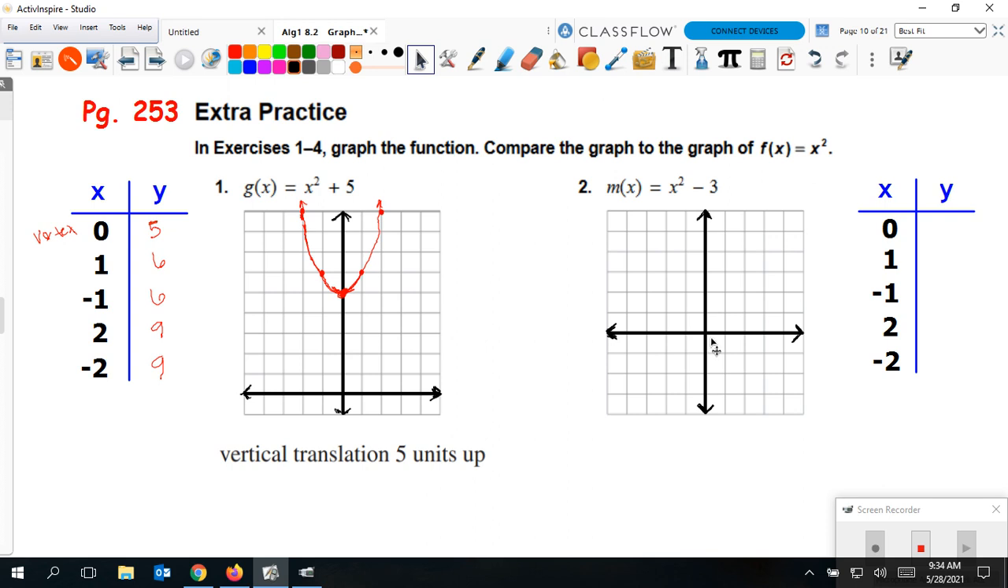All right, so I want you to go ahead and pause the video and try number 2. Do the same thing on number 2 and try to graph this one and write down what you should say as far as comparing it. And then play the video to see if you can check your answer.